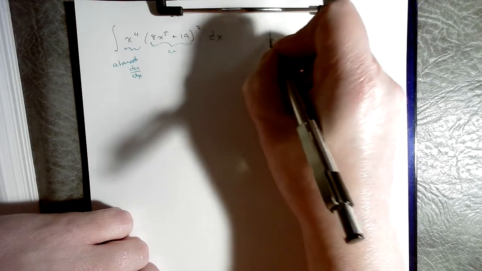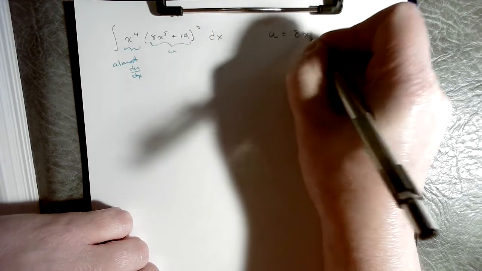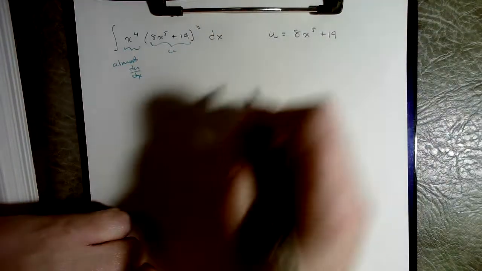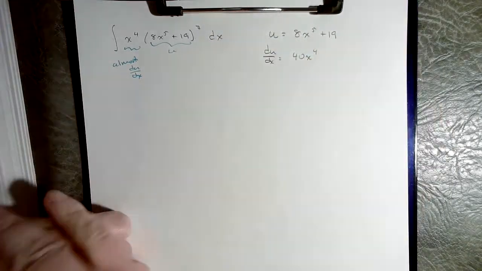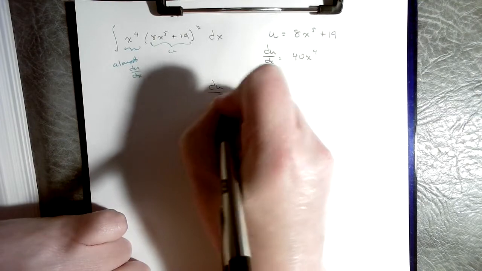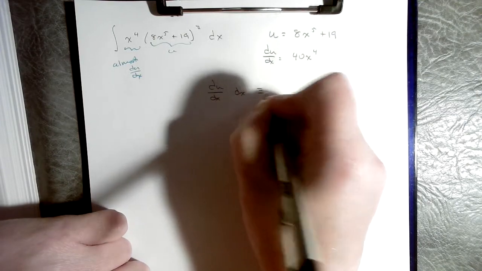Here's the formality. Let u be 8x to the 5 plus 19. du/dx is 40x to the 4. Here's our magic box: du/dx dx is equivalent to du.